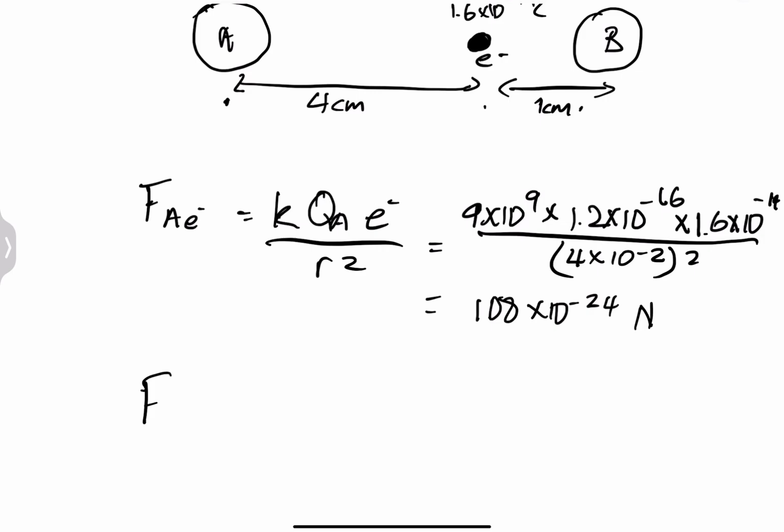Now, obviously, we look at B and the electron again. So we're going to do the same thing, charge of B and the electron divided by r squared.